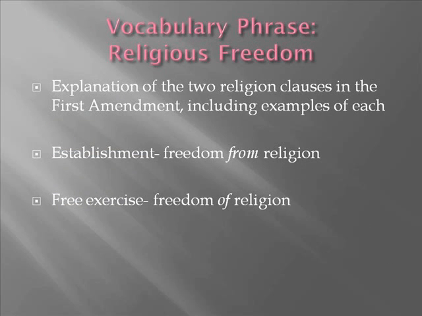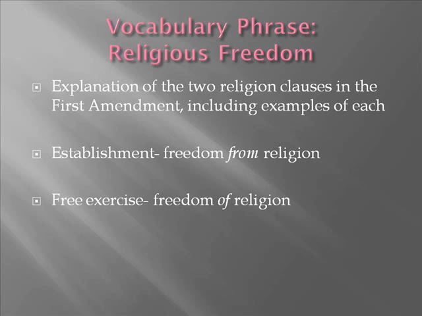Next, the students would be introduced to the vocabulary phrase religious freedom. The instructor would first explain that the basis for religious freedom in the United States is located in the First Amendment to the Constitution as part of the Bill of Rights. The First Amendment begins with the two religion clauses this lesson pertains to. It states that Congress shall make no law respecting an establishment of religion or prohibiting the free exercise thereof.